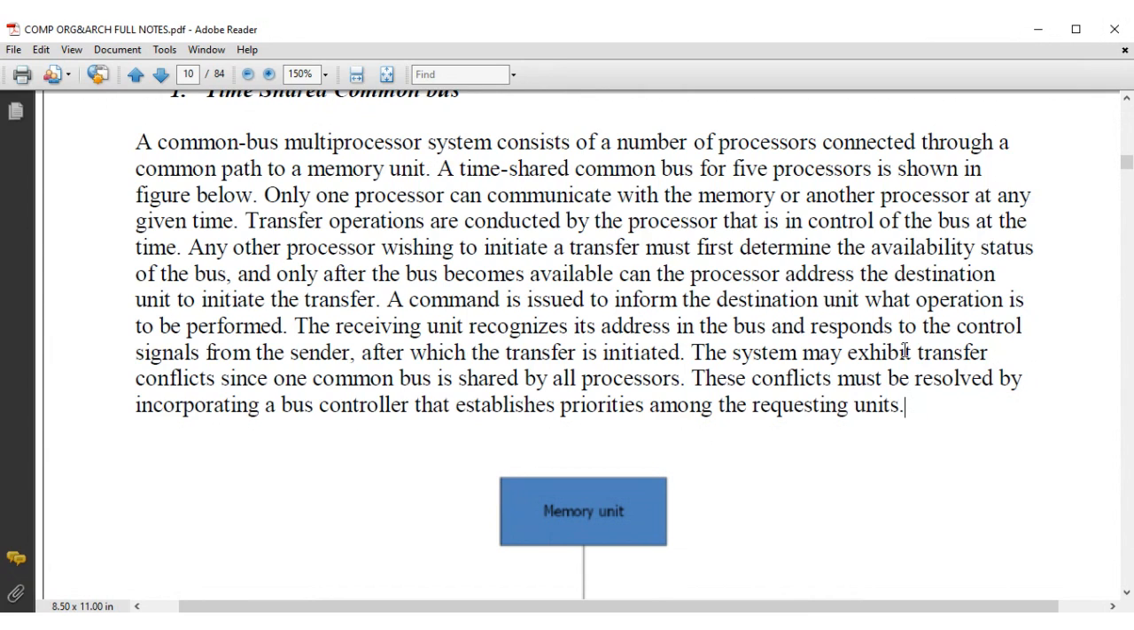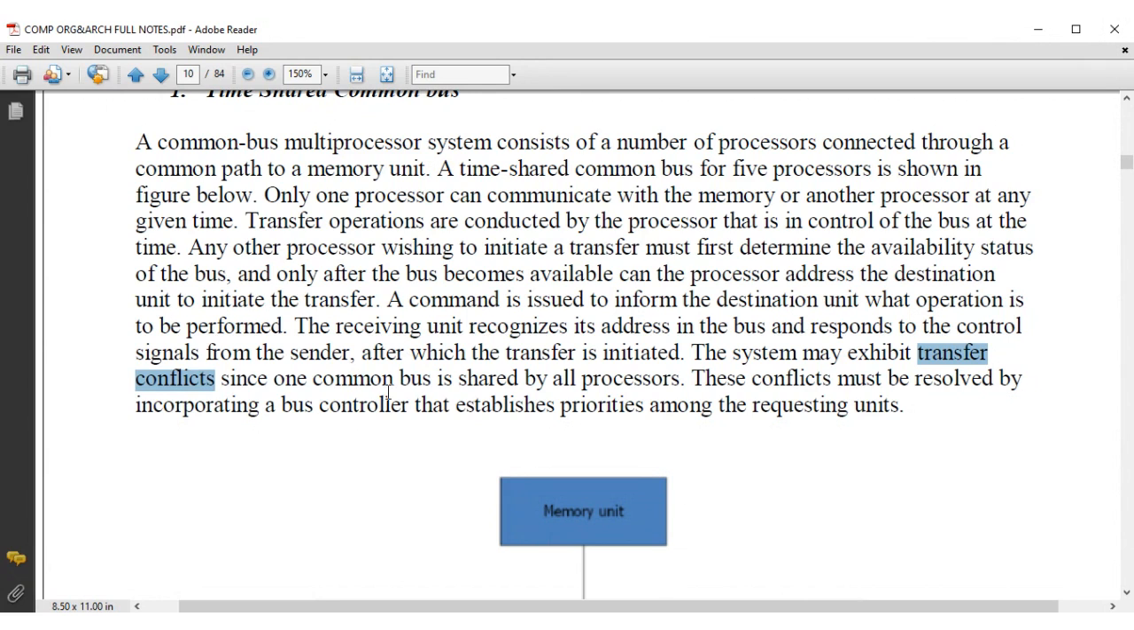Now, we have said that when a processor wants to communicate with a memory unit, and there are multiple processors, it first has to establish that the bus or the channel is free. If different processors request a connection to the memory unit at the same time, that may result in what we call a transfer conflict. That's why I told you to take note of that phrase. A transfer conflict happens when different processors are all asking for priority to communicate at the same time.